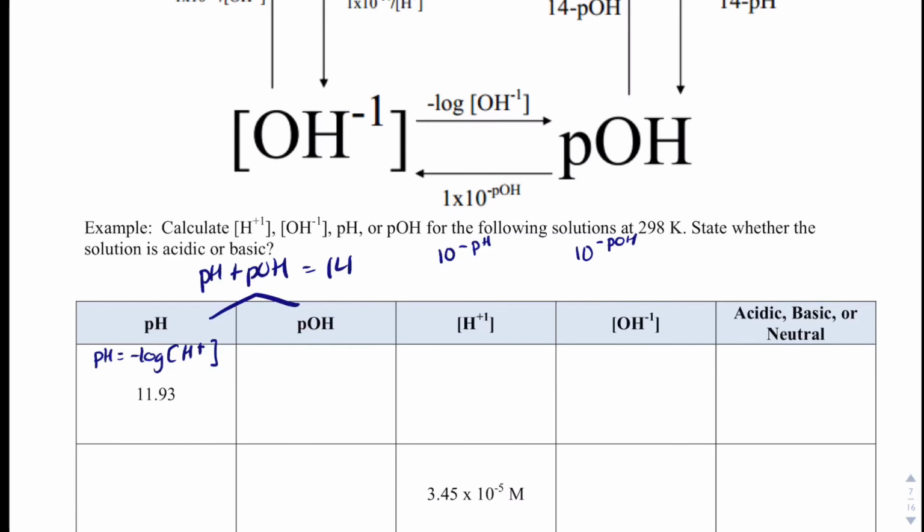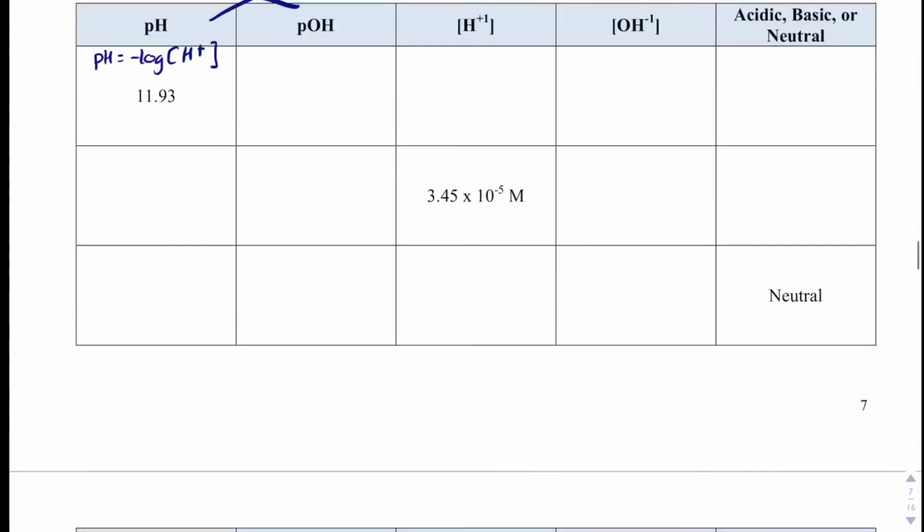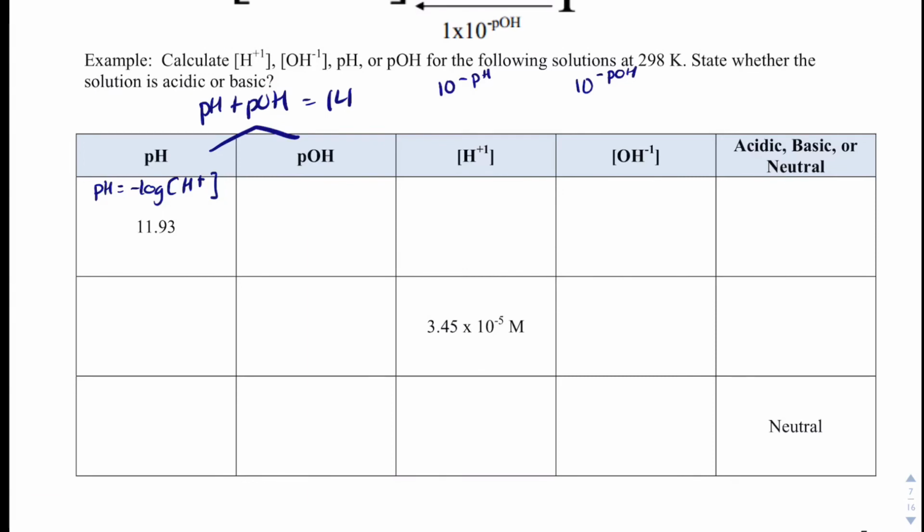So again, I'm going to do probably 3 or 4 of these, and then I'll leave the rest of them for you to do and check with the key that is online. Okay, so my gut says get to pH as soon as you can, and then you can get everything from pH. pH and pOH are really nice to work with, where H plus and OH minus are a little bit more tedious to work with.